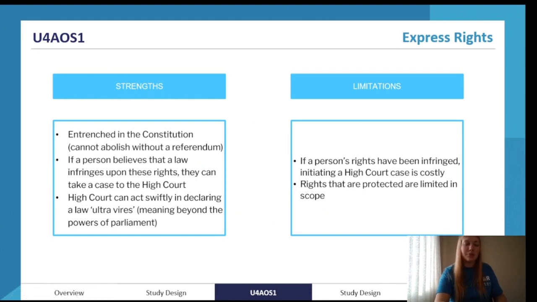What are some strengths of the express rights? They're again entrenched in the Constitution, so they cannot be abolished without a referendum. If a person believes that a law is infringing upon these rights, they can take a case to the High Court. So once we've discussed the limitations, the strengths are very easy to understand. And a High Court case can act swiftly in declaring a law ultra vires, meaning beyond the powers of Parliament, meaning invalid. This is a term that you need to add to your vocabulary also.